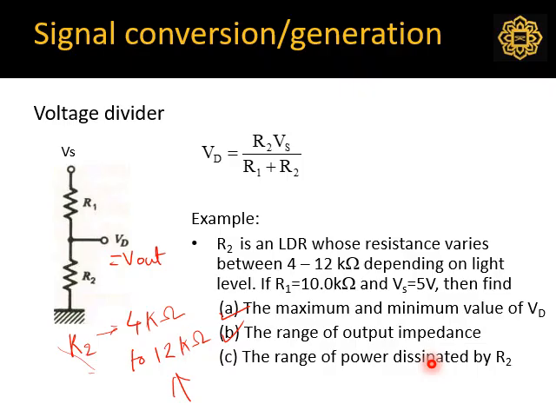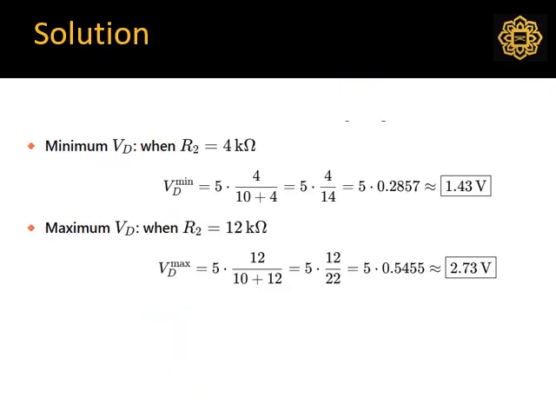So for any voltage divider circuit, Vd equals R2 times Vs, the supply voltage, divided by R1 plus R2. This is a very basic circuit. You can just use KVL, KCL to solve this circuit, so I'm not going to discuss that one. Okay. So the minimum Vd is when R2 is 4 kilo ohms. So this is Vd minimum, which is 1.43 volt. And when R2 equals 12 kilo ohm, Vd maximum is 2.73 volt.